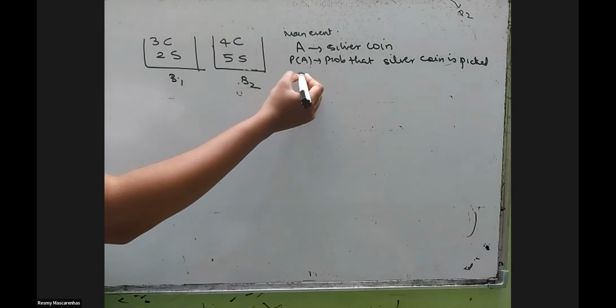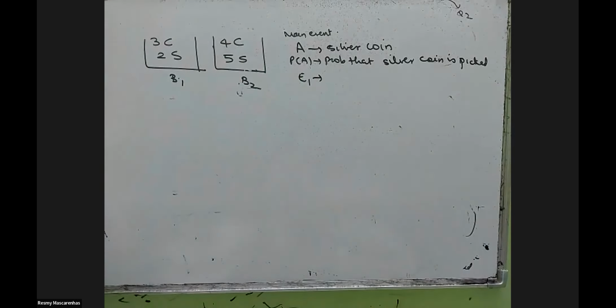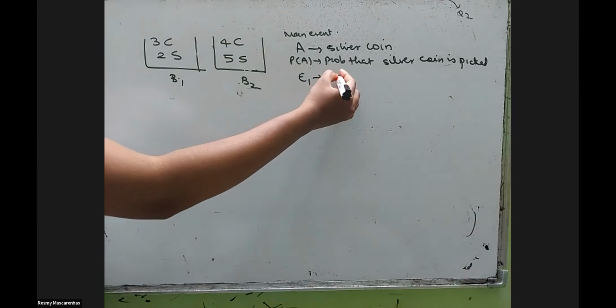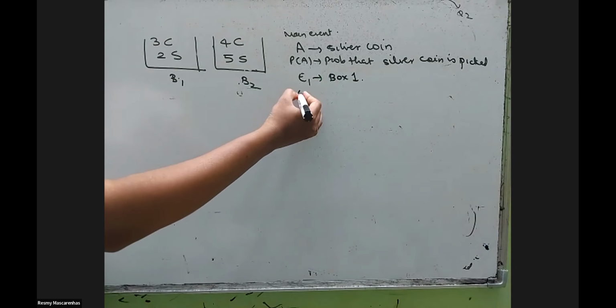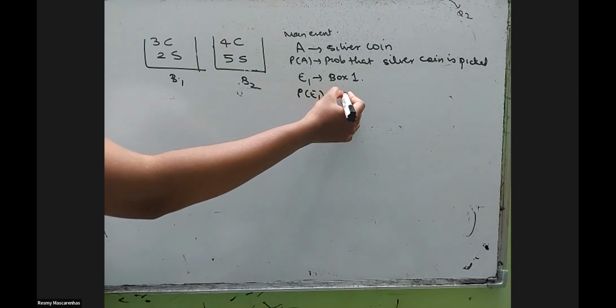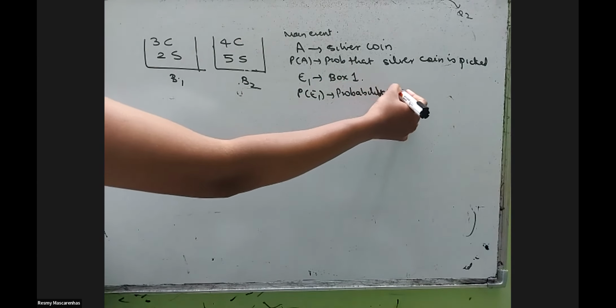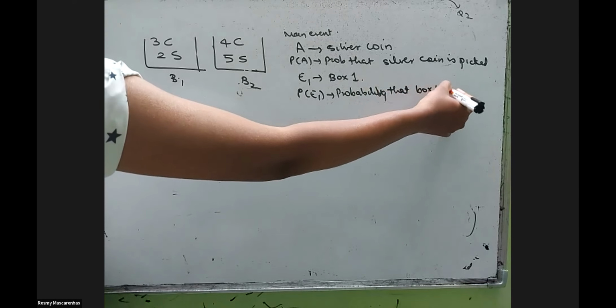Now events E1 is what? Suppose now you are going there. I give you a task. Go and pick one coin and come back. So now you have 2 choices. Now I don't know whether you have to pick bag 1 or bag 2. Now maybe you are going and maybe selecting this one. So let E1 be for box 1. So what are the chances? This is what probability that box 1 is selected.